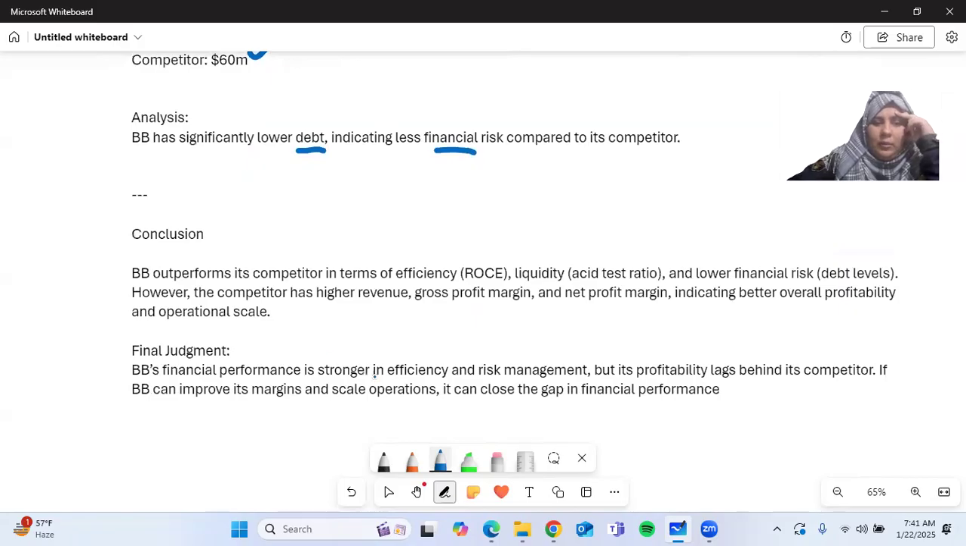Now let's see the conclusion. BB outperforms its competitor in terms of efficiency, liquidity, and lower financial risk. However, the competitor has higher revenue, gross profit margin, and net profit margin, indicating better overall profitability and operational scale. So BB's financial performance is stronger in efficiency and risk management, but its profitability lags behind its competitor. If BB can improve its margins and scale operations, it can close the gap in financial performance.